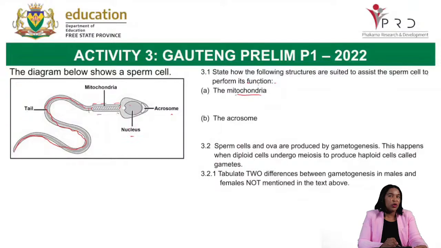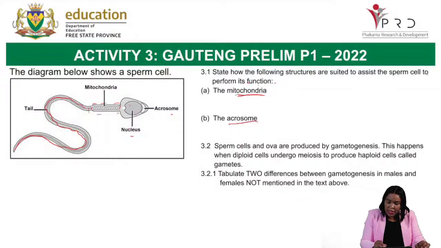The function of the mitochondria. How does it help the sperm cell? We've spoken about it just now. The acrosome. How does it help the sperm cell to perform its function? Acrosome, remember the one on the head, that is the enzymes. Mitochondria, energy. So you must remember those things.